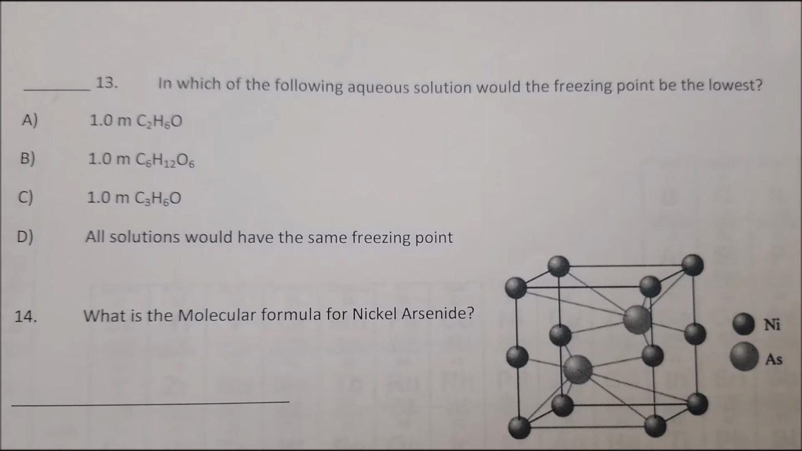The freezing point depression equation is made up of 3 parts. Part 1, the freezing point depression constant, which is a constant for a given solvent that will not change. Part 2, the molality. Greater molality will result in a greater freezing point depression. The third and final factor is what's called the Van 't Hoff factor, factor i. So looking at these 3 solutions, which one of them will contribute to make the greatest freezing point depression?